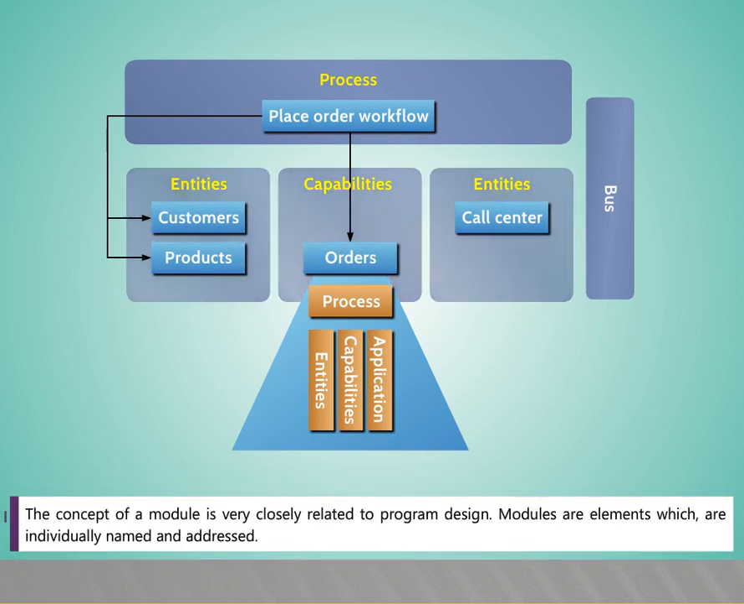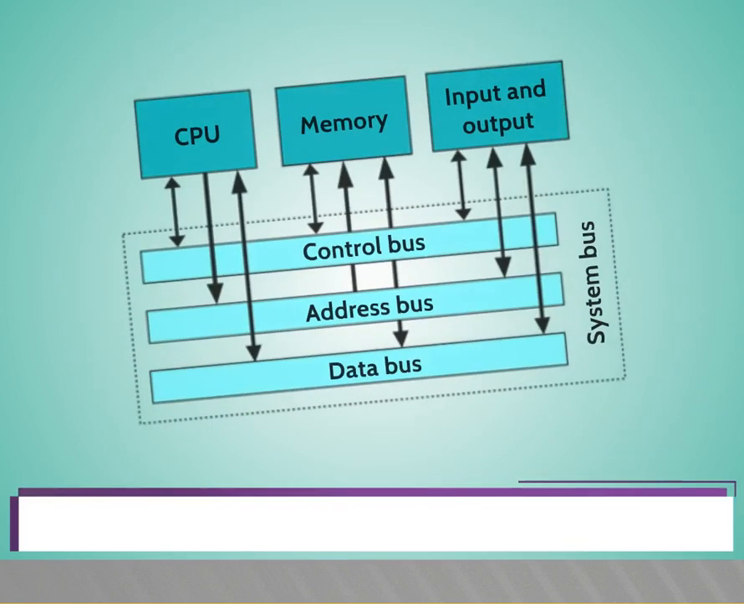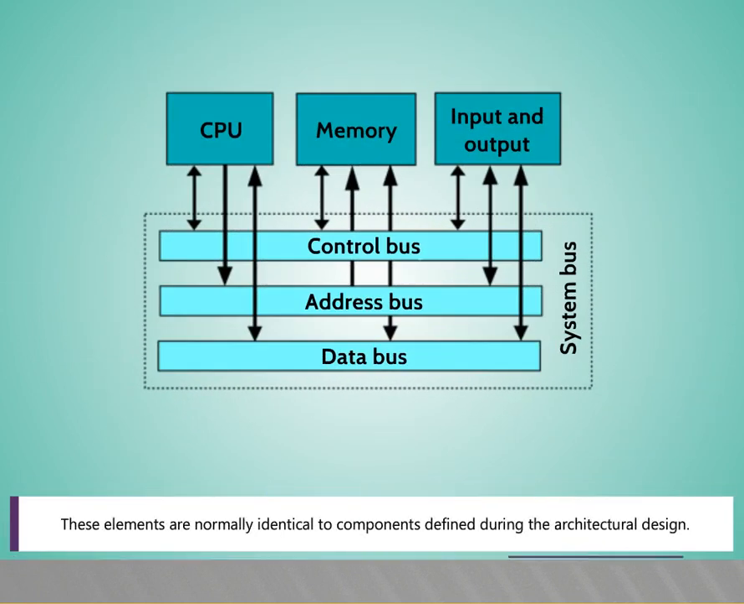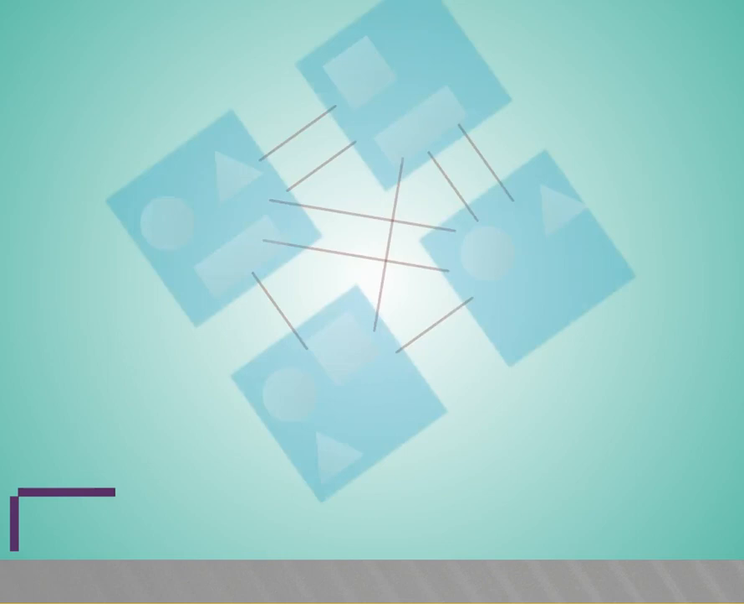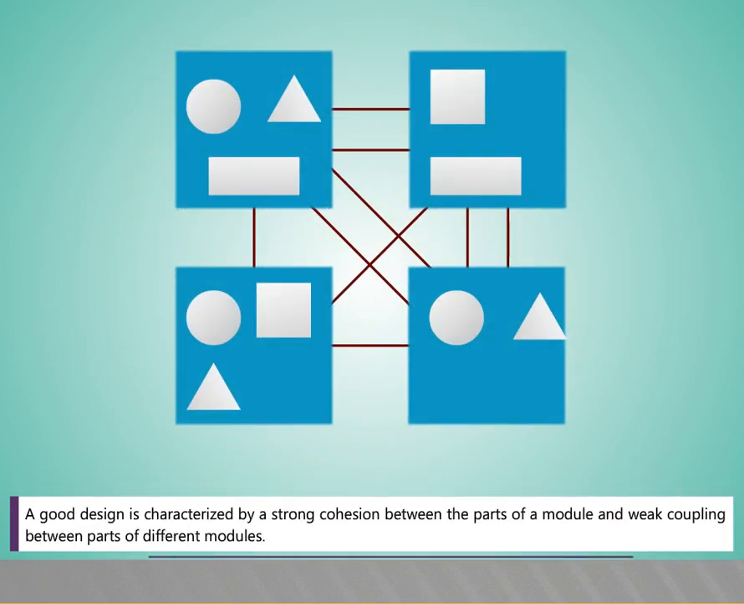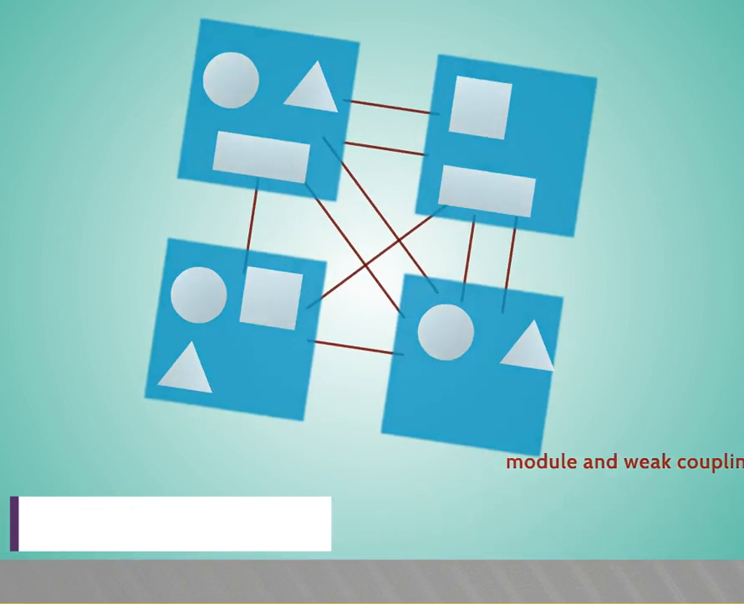The concept of a module is very closely related to program design. Modules are elements which are individually named and addressed. These elements are normally identical to components defined during the architectural design. A good design is characterized by a strong cohesion between the parts of a module and weak coupling between parts of different modules.